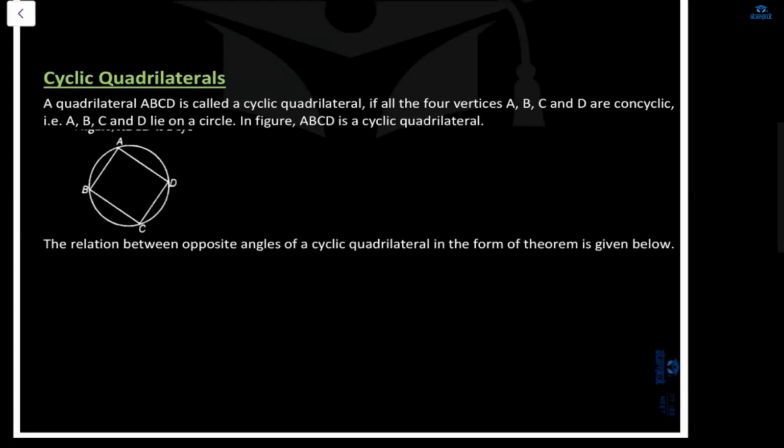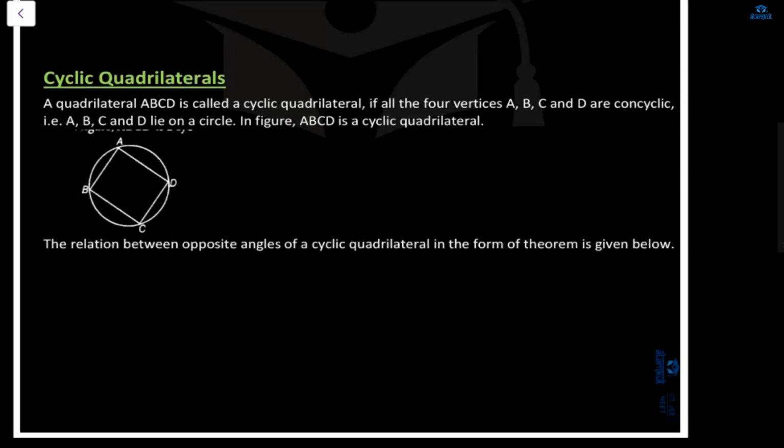Okay, so what do you mean by cyclic quadrilateral? Cyclic quadrilateral means all the points of the quadrilateral will lie on the circle. Circle के ऊपर सारे जो four corners होते हैं, वो सारे four corners आपके circle के ऊपर lie करेंगे. Okay, you can see all the four corners A, B, C, D are on the circle.